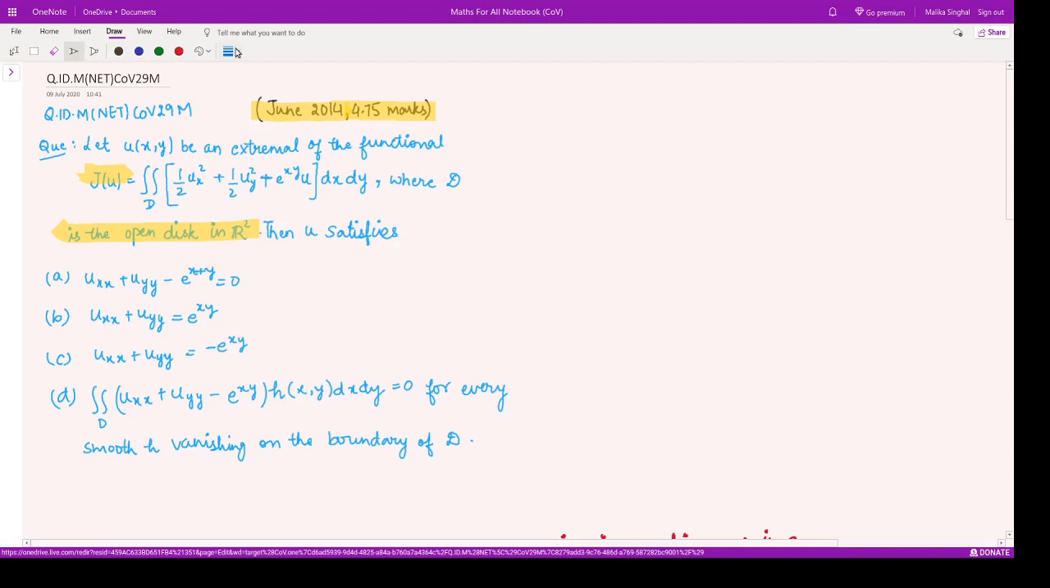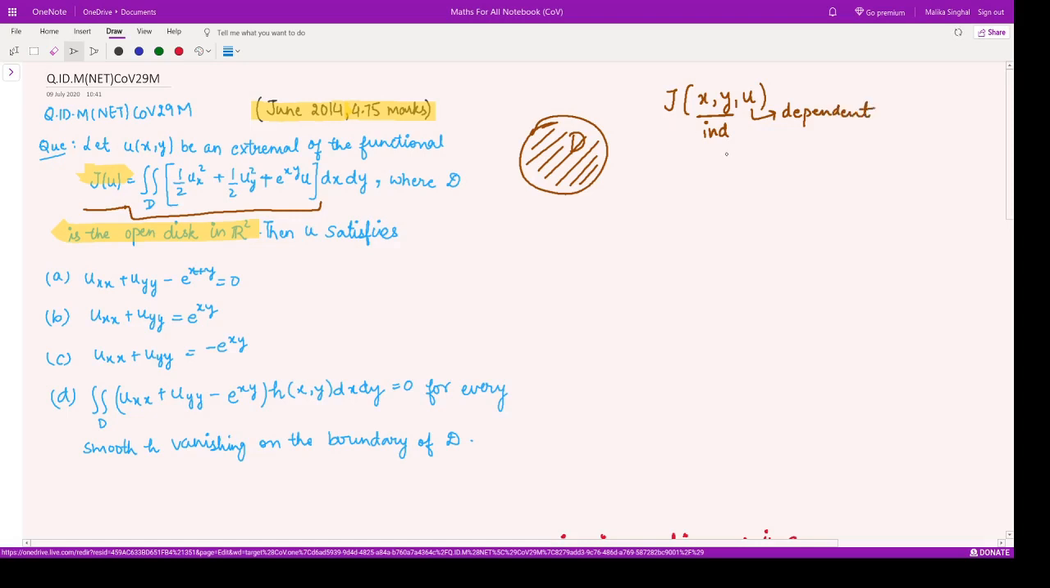So what we are given is the region D, some open disk in R2. Open disk means you just have this region without the boundary, right? And we need to find the extremal to this functional in this given region D. So let us look at the form of this functional. In this functional we have x, y and u as our variables. Here x and y are two independent variables and u is our dependent variable.